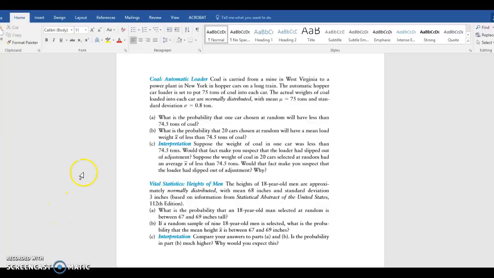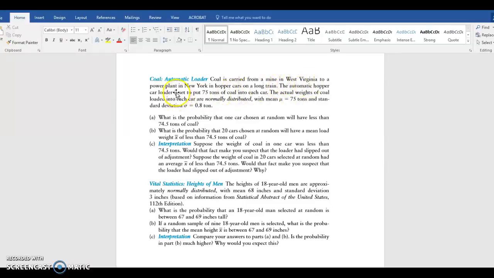Hi, class. Here's one of the problems about sampling distributions. I'm going to do this one, the automatic loader, coal, so you can kind of see the importance or what this is good for. So, anyways, this problem says coal is carried from a mine in West Virginia to a power plant in New York in hopper cars on a long train. Okay, so we've all seen trains with coal cars.